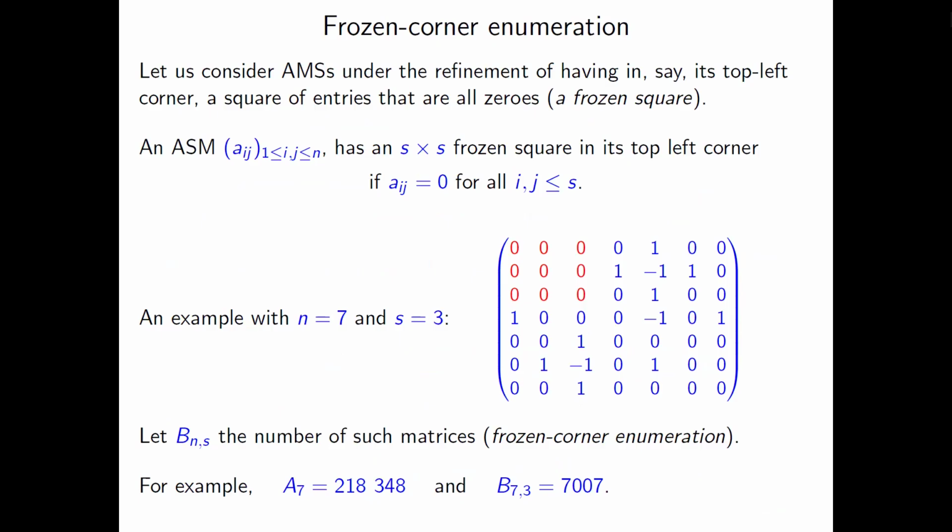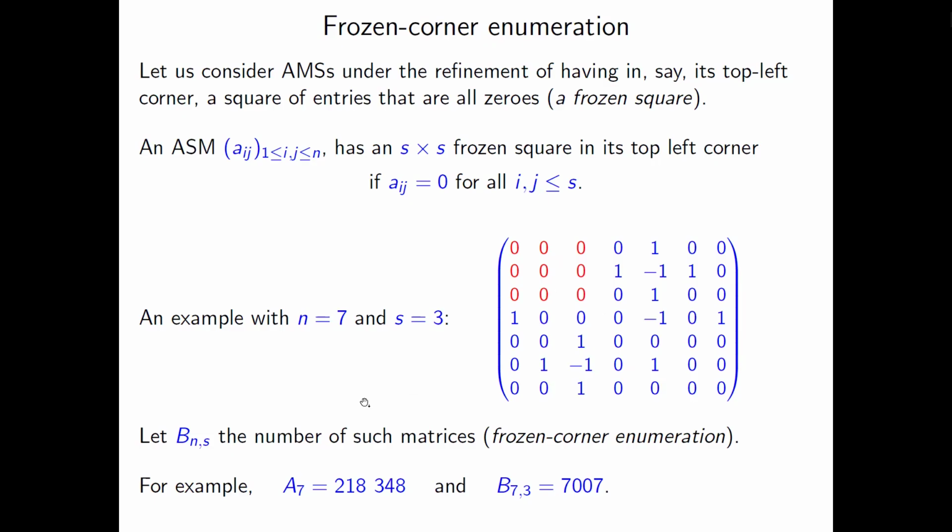So let me define the frozen corner enumeration, which is a different refinement with respect to the usual one. We consider the enumeration of ASMs under the requirement that we have a corner of zeros, a square of zeros in one corner. You can choose any corner. This is, of course, not really important. And so you choose an s by s square. If you choose, for instance, the top left square, then the definition is that the entries a_{ij} must be 0 for all i, j smaller than s.